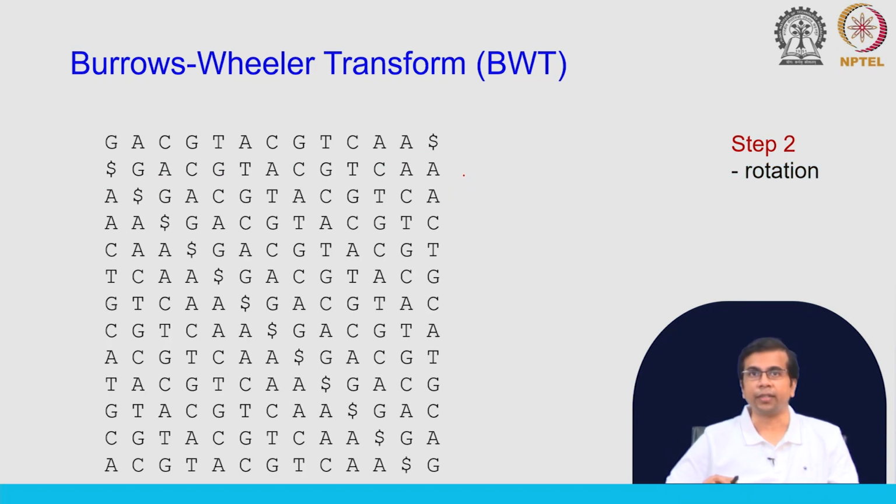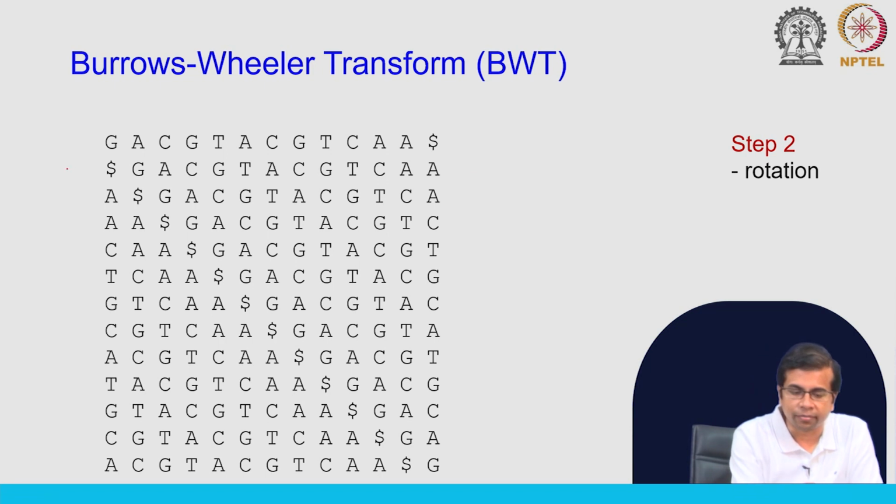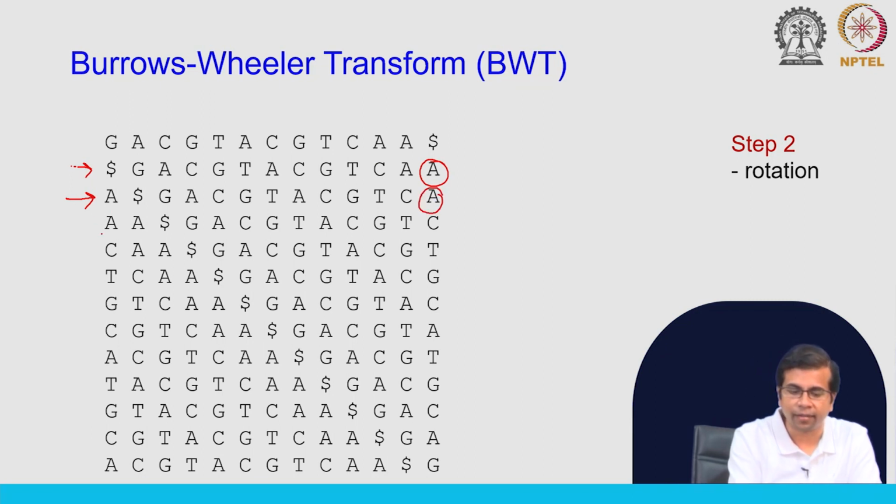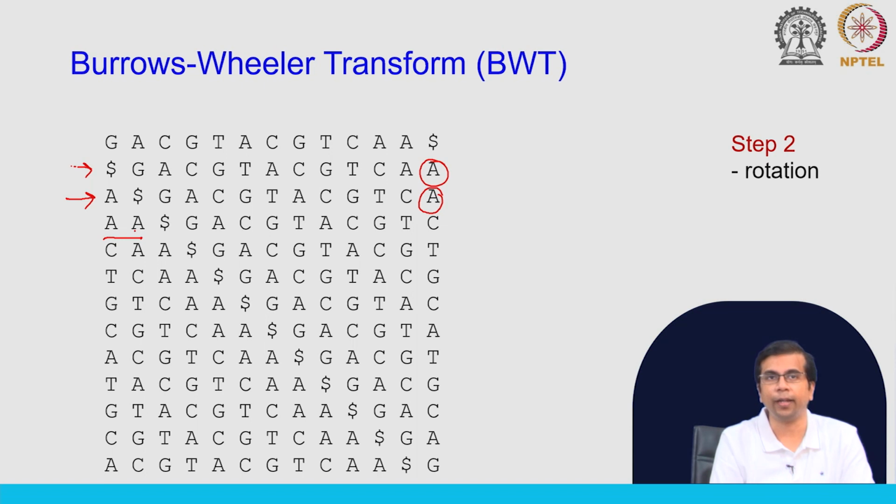So, this is the process, and you can see carefully that we have done these rotations. Here you will see we have taken the dollar first. This is first here, and then we have taken this A from the beginning and pushed the rest towards the end. Then we have put this A here. So now we have two A's in the beginning, and we have pushed the rest towards the end.